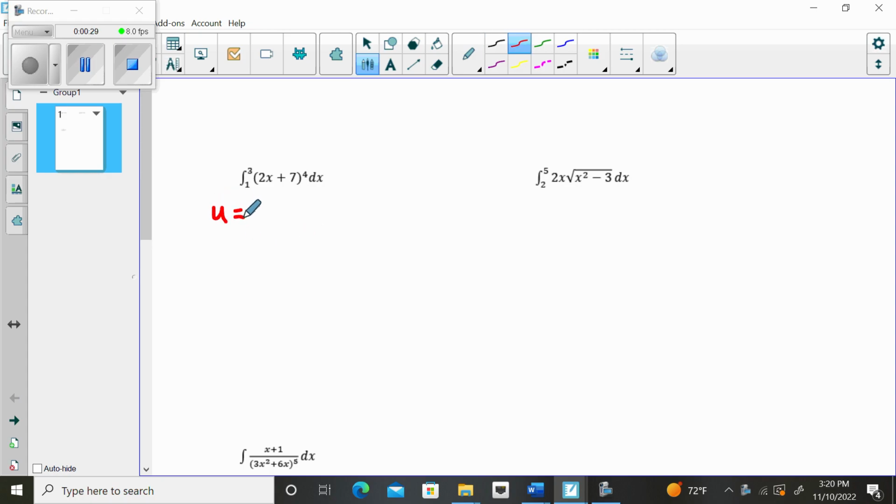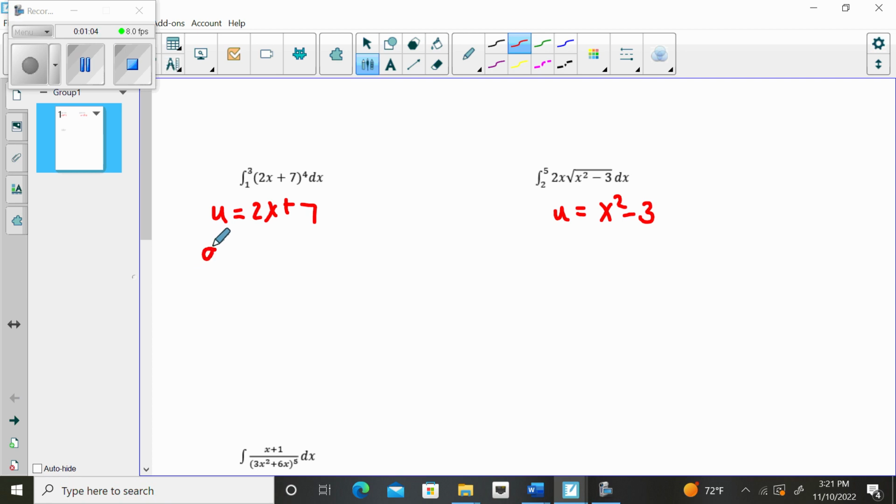Right, so U here would be 2x plus 7. U over here would be x squared minus 3. Okay, we have to see the derivative of U as part of the integrand for this to work, which here, when we go to find du dx, it'll work out. We'll be able to cancel that x out. But anyways, let me not get ahead of myself. Let me focus on one problem at a time.